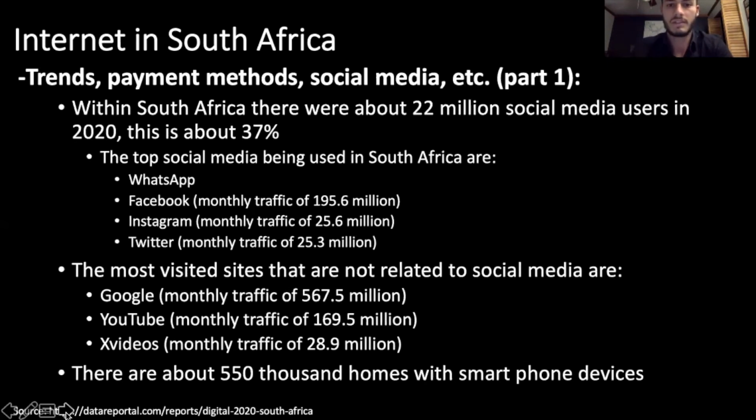The most visited sites that are not related to social media are Google, with a monthly traffic of 567.5 million, which is extremely large. YouTube coming in second with the monthly traffic of 169.5 million, and X videos with a monthly traffic of 28.9 million. There are about 500,000 homes with smartphone devices. So this allows people to not only access internet in places like internet cafes or libraries or things of that sort. The more and more people that adopt smartphones will be able to access more and more internet anywhere they need to.